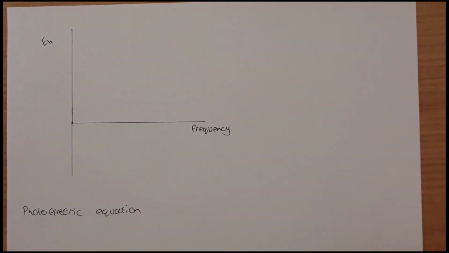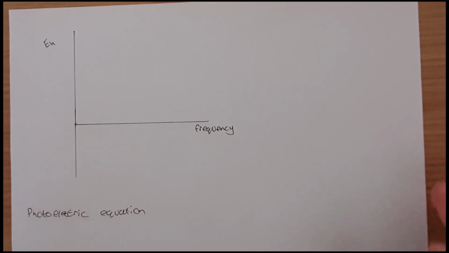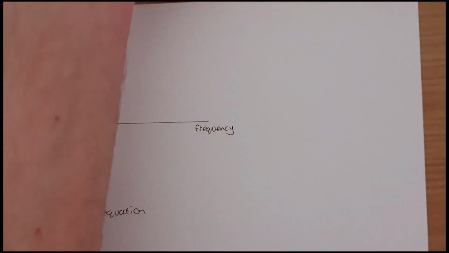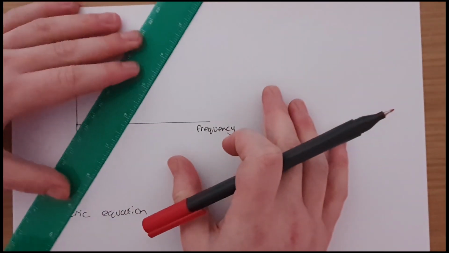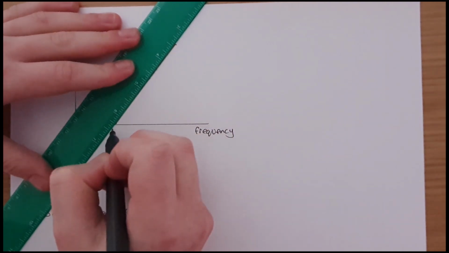So we get to this point where we can have a look at a graph and it mathematically. Now, what we find out is we get something that looks a little bit like this.